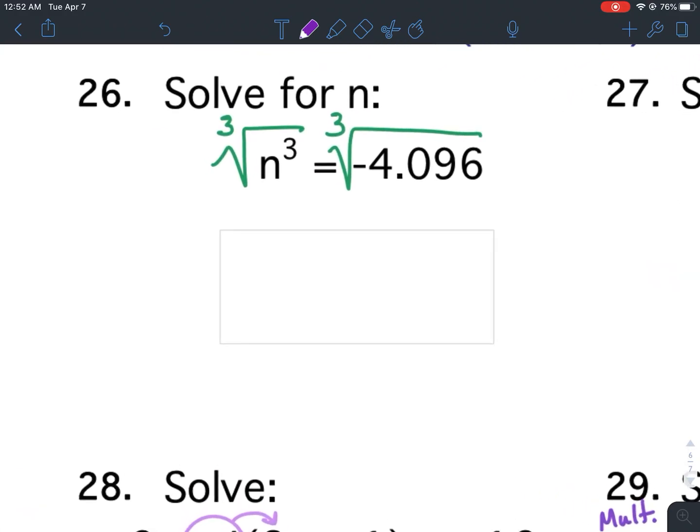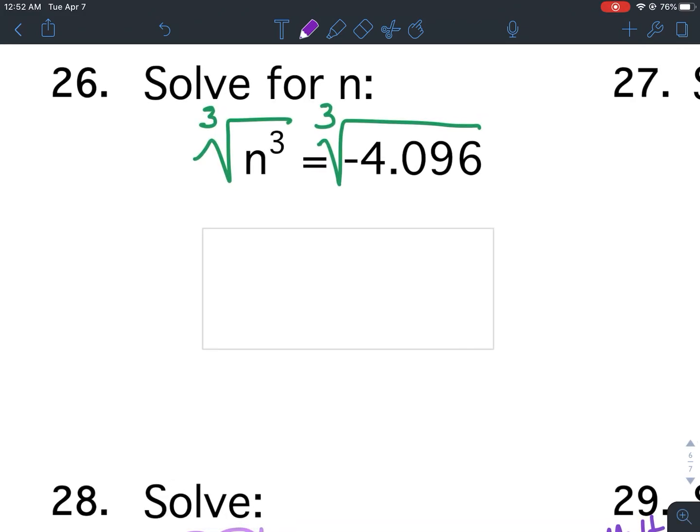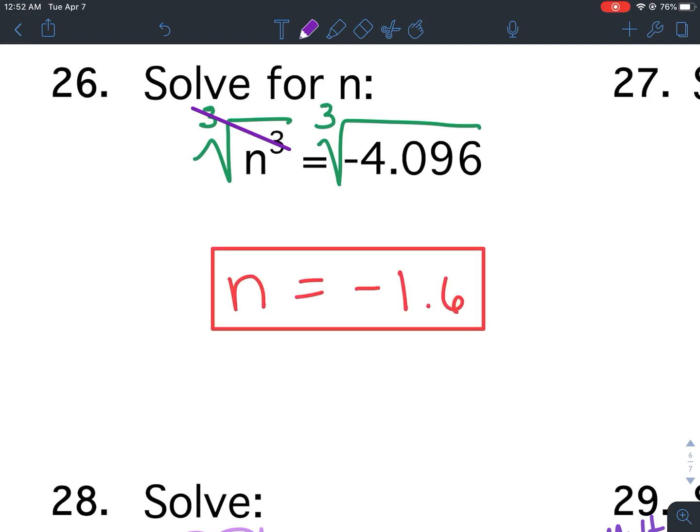Let's start with 26. The original problem was n cubed equals negative 4.096. So I want to isolate the variable. I want to solve for n. To do so, I use the inverse operation. And the inverse operation of cubing something would be to take the cube root of both sides. So I take the cube root of both sides. That allows me to cancel that out. And I get n equals negative 1.6. The opposite of squaring something is the square root. The opposite of cubing something is the cube root.